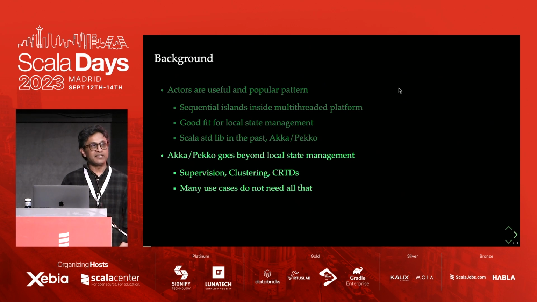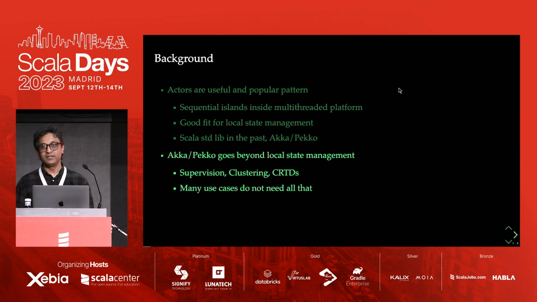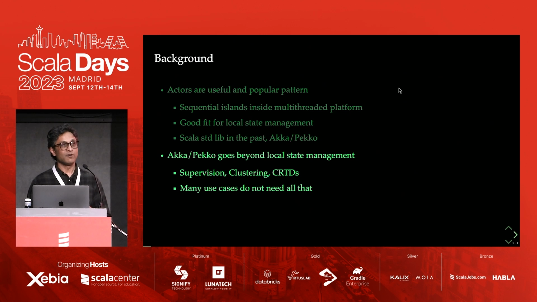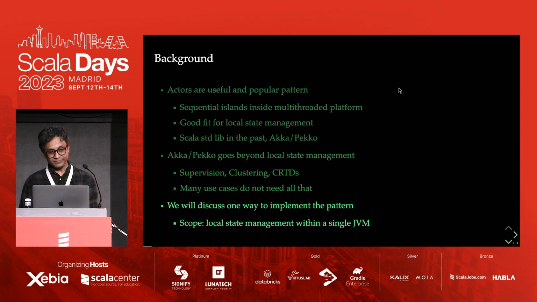The big libraries like Akka and Pekko go beyond local state management. That is because they offer a lot more: supervision, clustering, CRDTs, and distributed concurrency, which is great and which is required for building some complex systems. But if your primary need of actors is local state management, you don't need all of that. So that is one assertion.